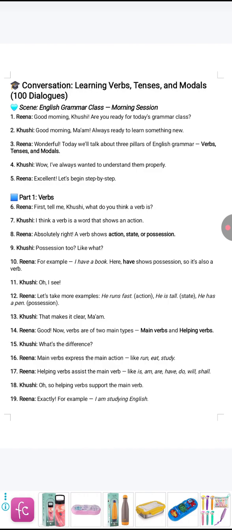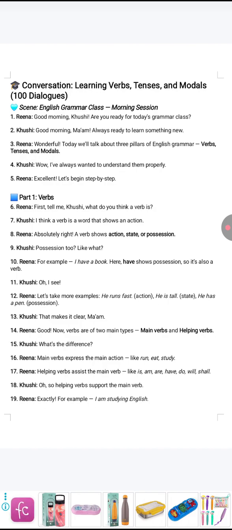Good. Now verbs are of two main types, main verb and helping verb. What's the difference? Main verbs express the main action, like run, eat and study. Helping verbs assist the main verbs, like is, am, are, have, do, will and shall. Oh, so helping verbs support the main verb? Yes. Here am is the helping verb and studying is the main verb. Perfect, Khushi.